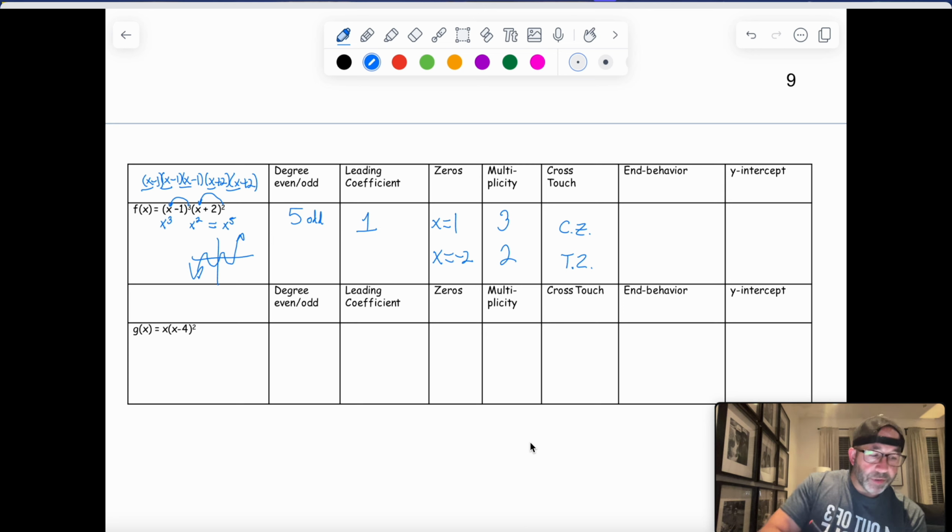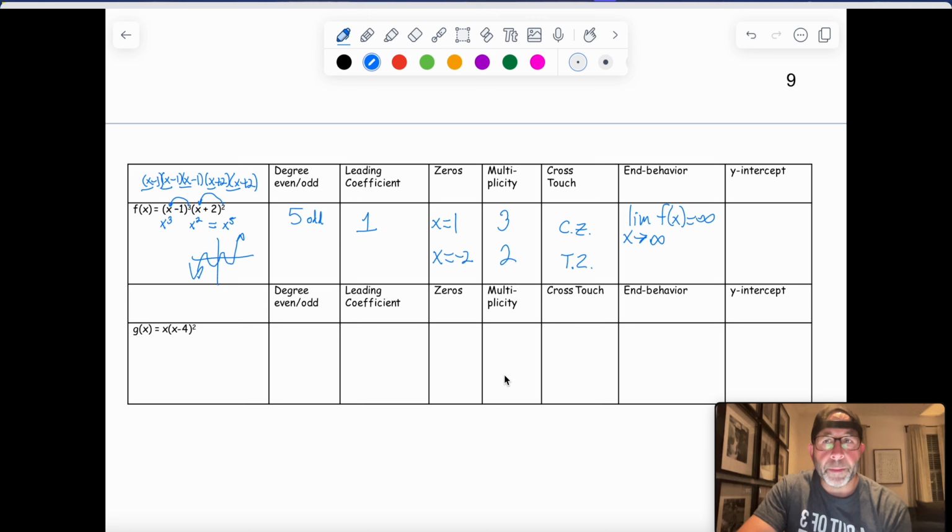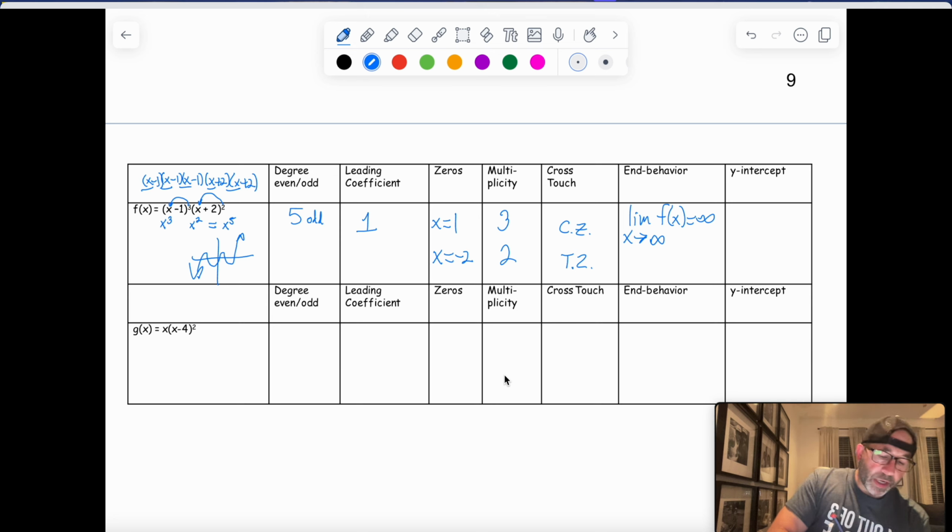Going back to the end behavior though, we're going to say that the limit as my graph goes to the right, so as x goes to the right, the y value is going to go up to infinity. And then for the other behavior, the limit as x goes to negative infinity, so as my graph goes to the left, my y value is going to go down.